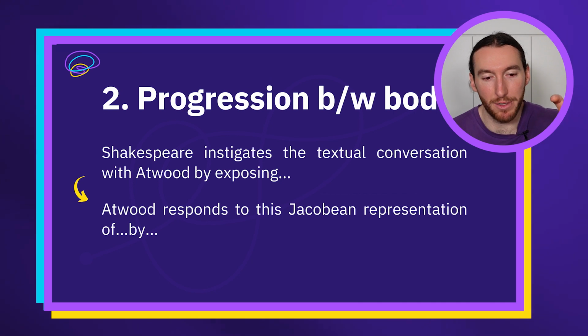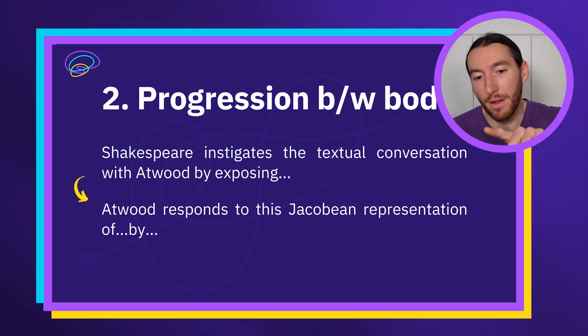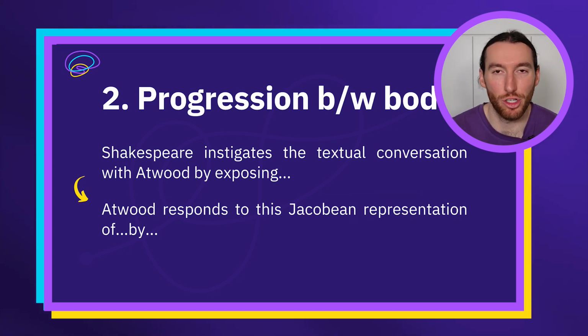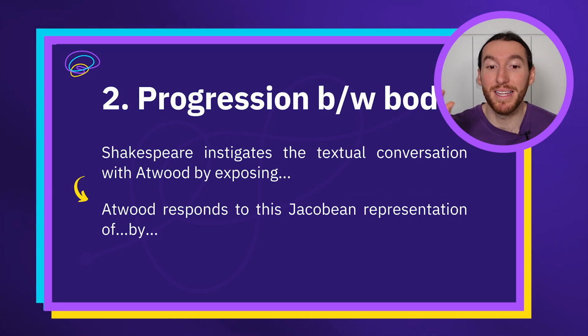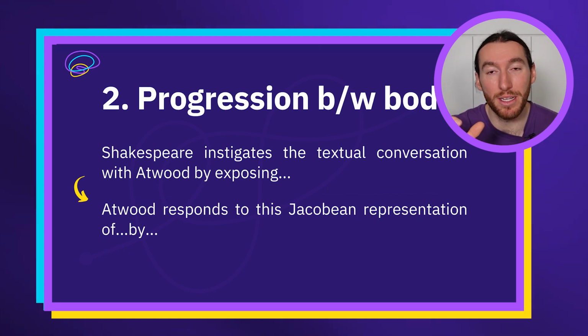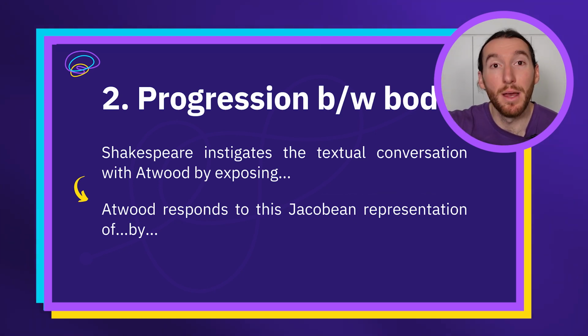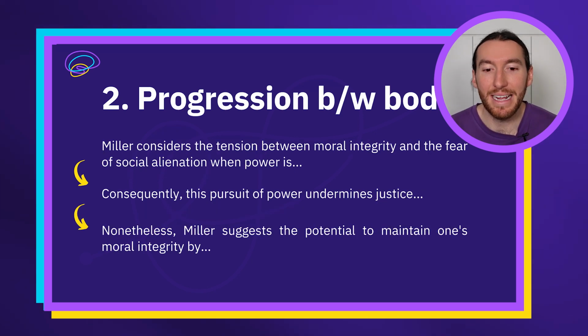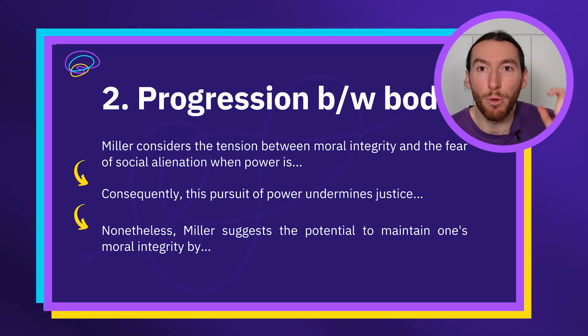Look at where it says "Atwood responds to this Jacobian representation." That's the second topic sentence. What makes it clear? "Responds to this." Atwood responds. She's responding to that first one. And the other key word is "this." This is really good because it's saying "this representation," meaning it's referring back to what was just said in the first body paragraph.